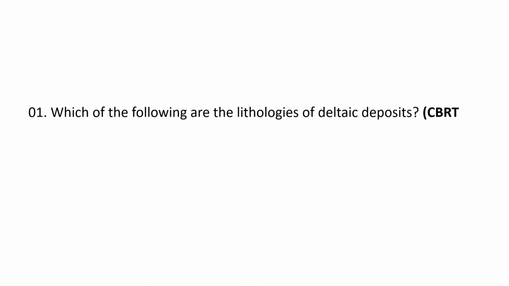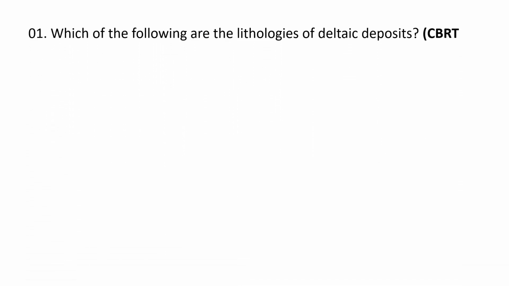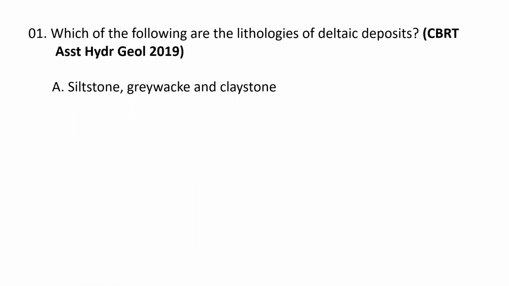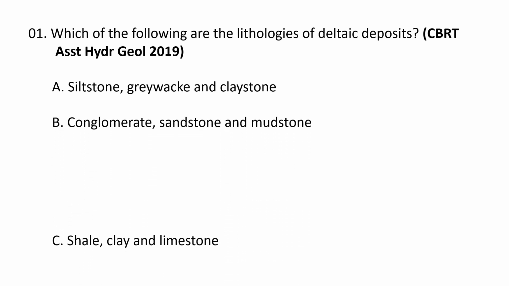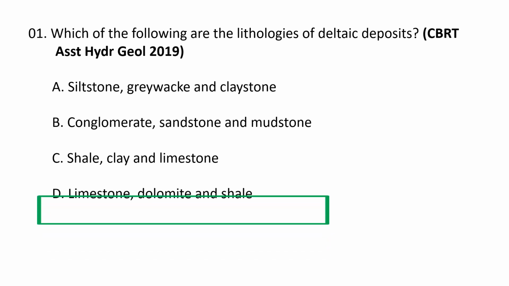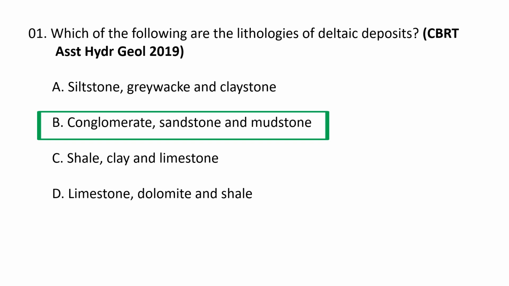Which one of the following are the lithologies of deltaic deposits? A. Siltstone. B. Graywacke and claystone. B. Conglomerate, sandstone and mudstone. C. Shale, clay and limestone. And D. Limestone, dolomite and shale. So the lithologies of deltaic deposits are conglomerate, sandstone and mudstone. So B is the correct option.